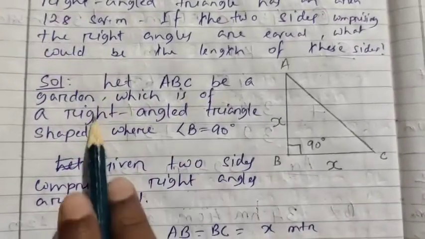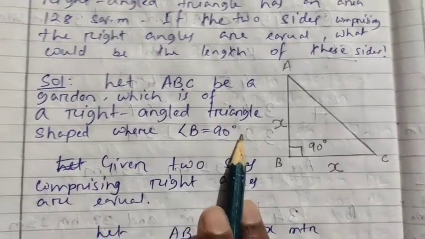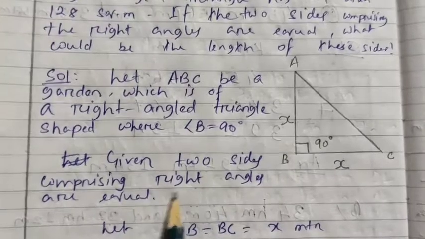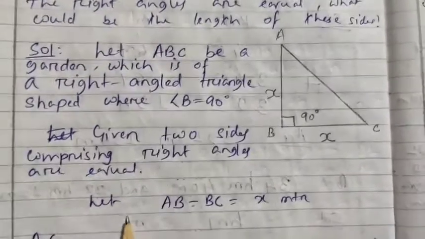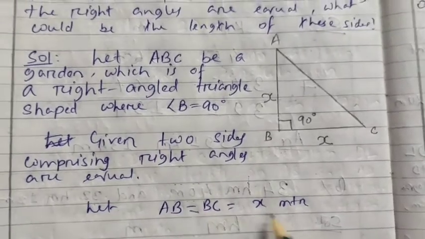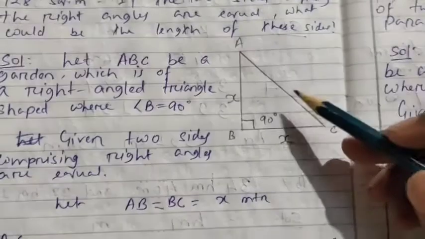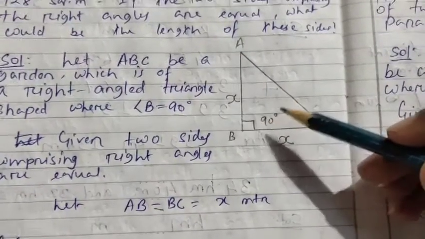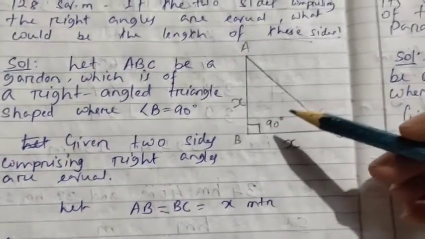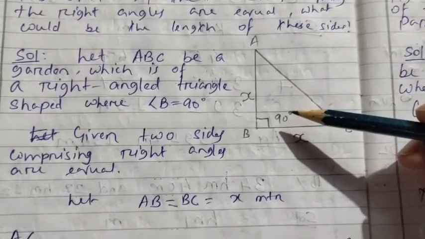So let ABC be a garden which is right angle triangle shaped, where angle B is 90 degree. Given two sides comprising the right angle are equal. Okay, so therefore let AB equal to BC equal to x meter. Okay, clear? Now all of you know that in case of a triangle, the area of a triangle is half into base into height.